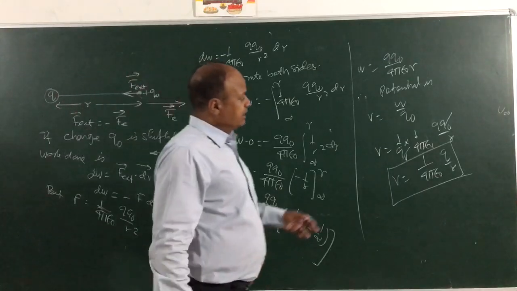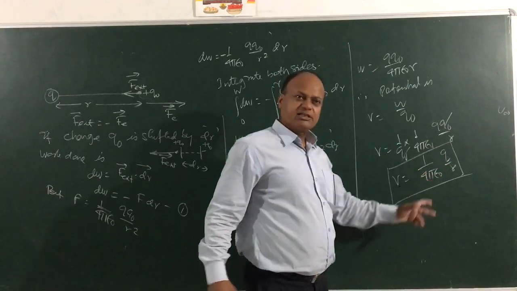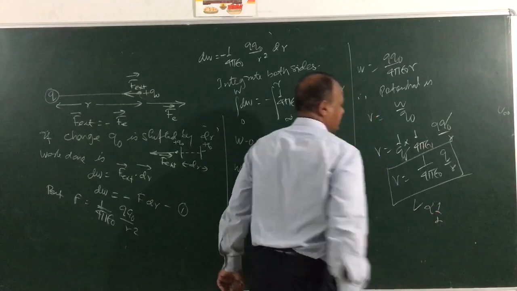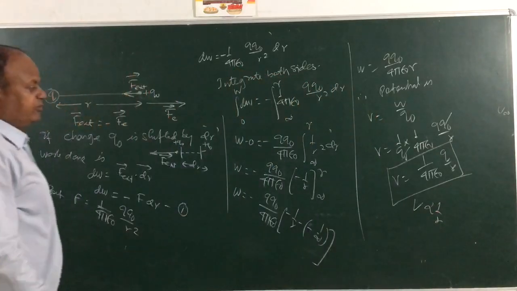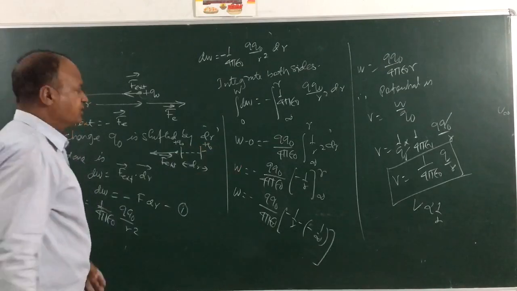So you can see for a given charge, 1 by 4 pi epsilon naught is constant, and you can say that V is inversely proportional to r. V will be vanishing at what? Infinity, because when r is infinity, potential will be how much? 0.